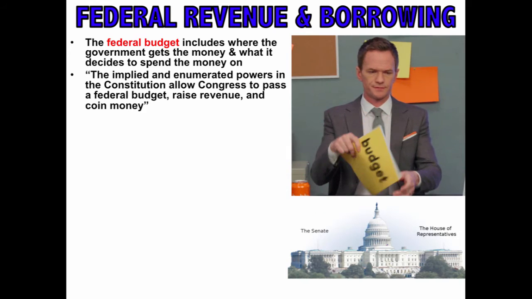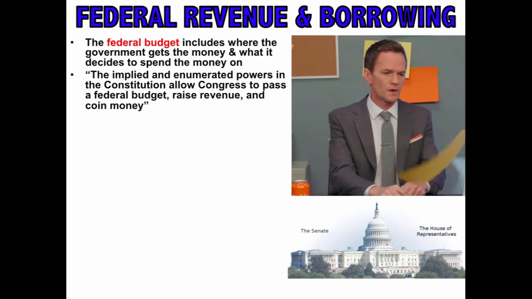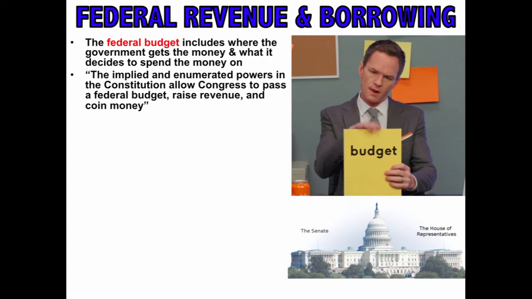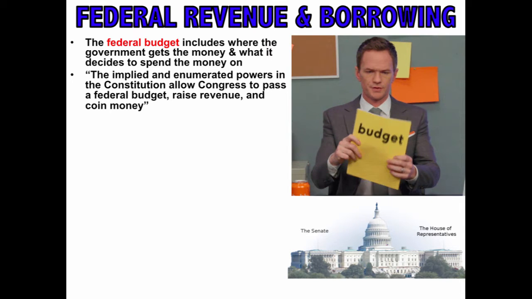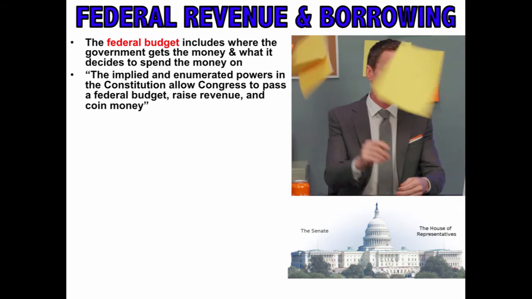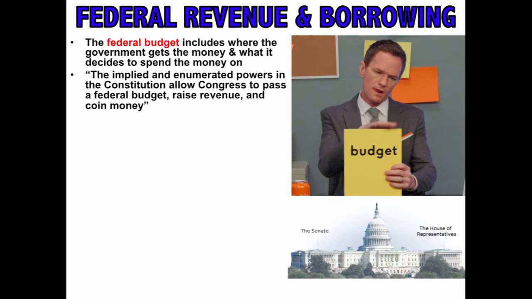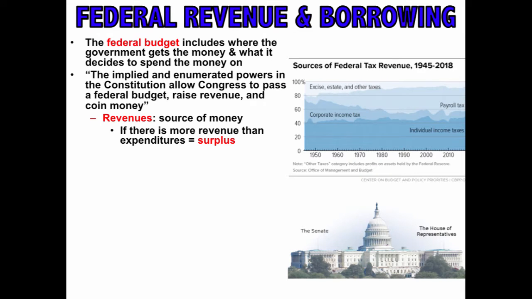A very important big idea to keep in mind: the implied and enumerated powers in the Constitution allow Congress to pass a federal budget, raise revenue, and coin money. So the Constitution gives tremendous power in this area to Congress. When we're talking about revenues, we're talking about the source of money. You can see on that graphic where federal revenue has come from.